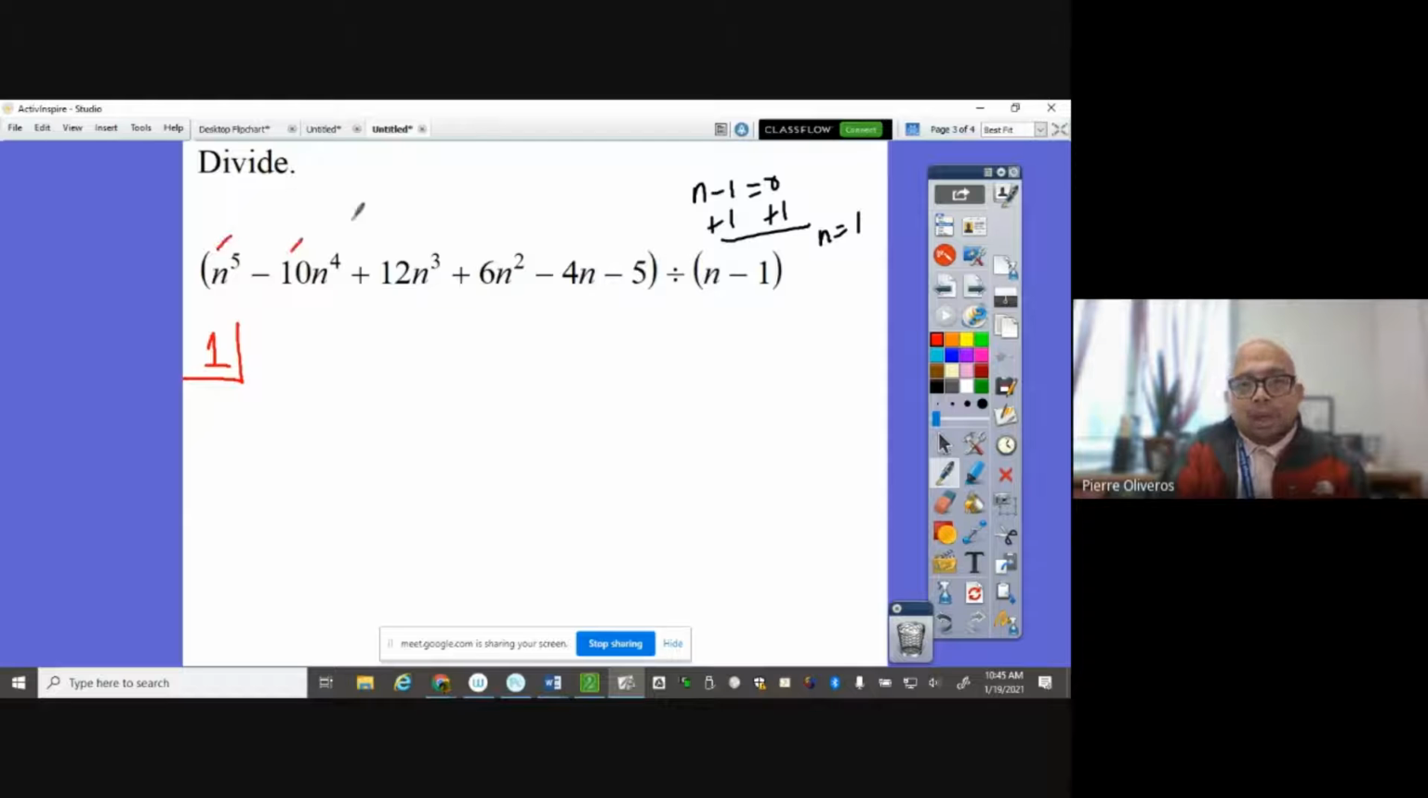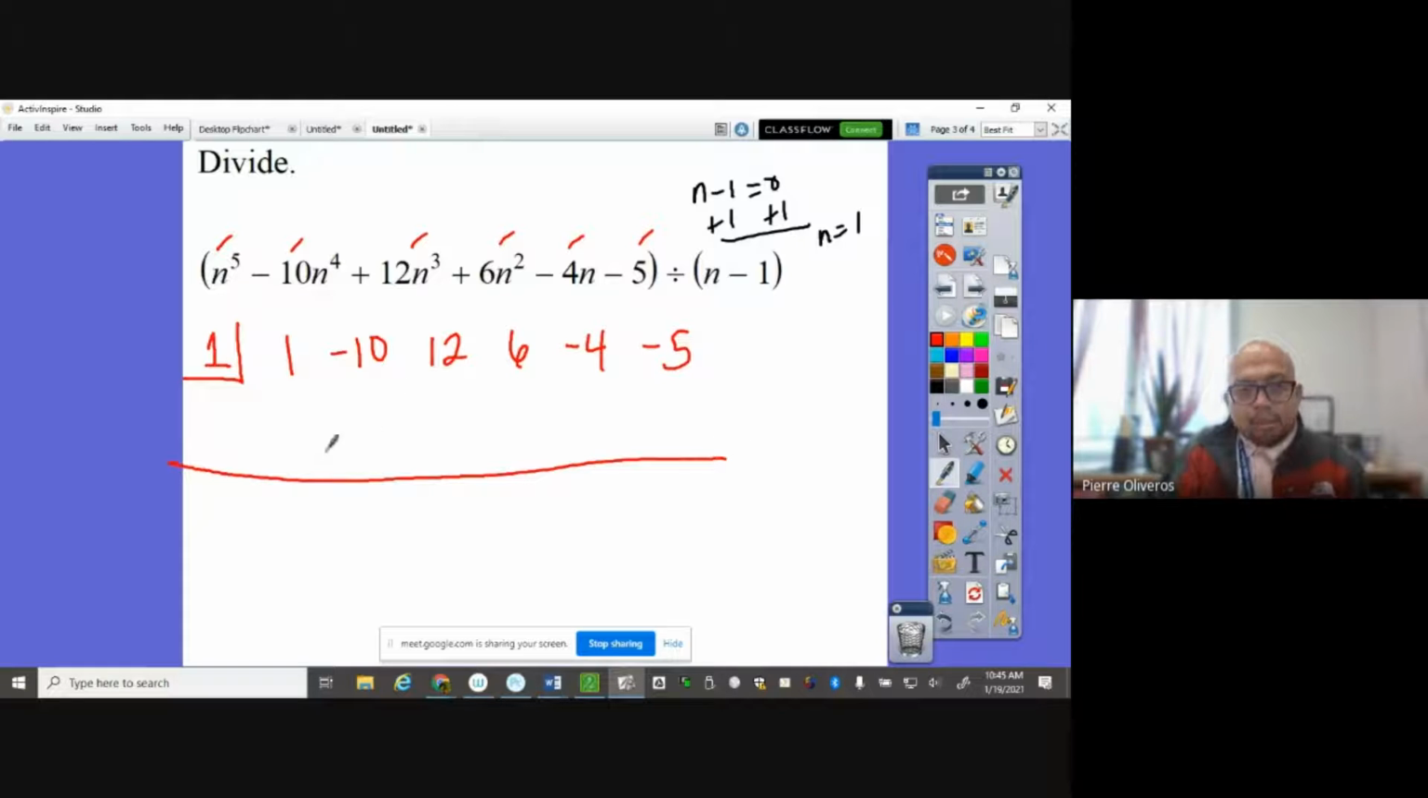Then make sure that they are in the right order. Yes. And we're going to write their coefficients. So this will be 1, negative 10, 12, 6, negative 4, negative 5. Draw a line. Put a space for the second row here.